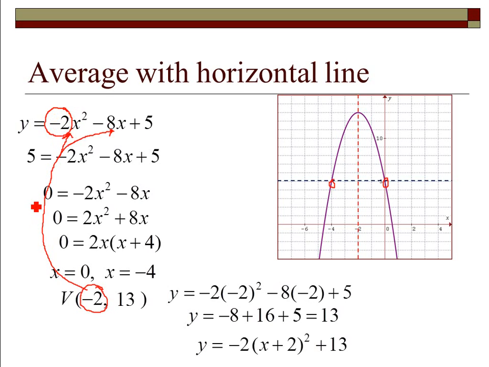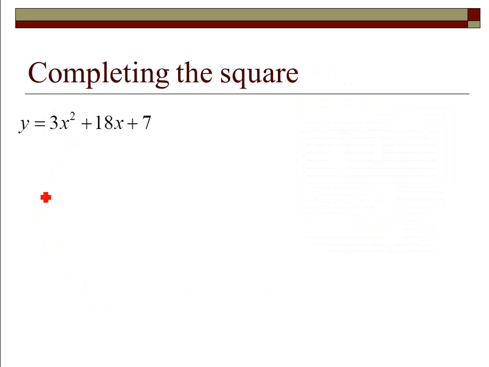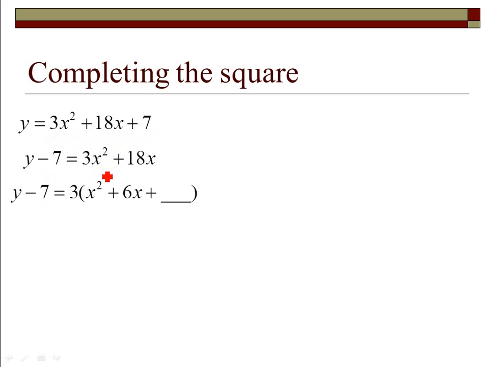Okay, let's look at the third method. The third method is completing the square. To complete the square, this time I'm going to give you a graph, because this way we couldn't even look at the graph to try to figure out where our vertex was. I'm going to start by subtracting 7 from both sides. Then I'm going to factor out just the 3. I've got to get x squared by itself. So when I factor out the 3, I get x squared plus 6x, and I'm leaving a blank spot right here.